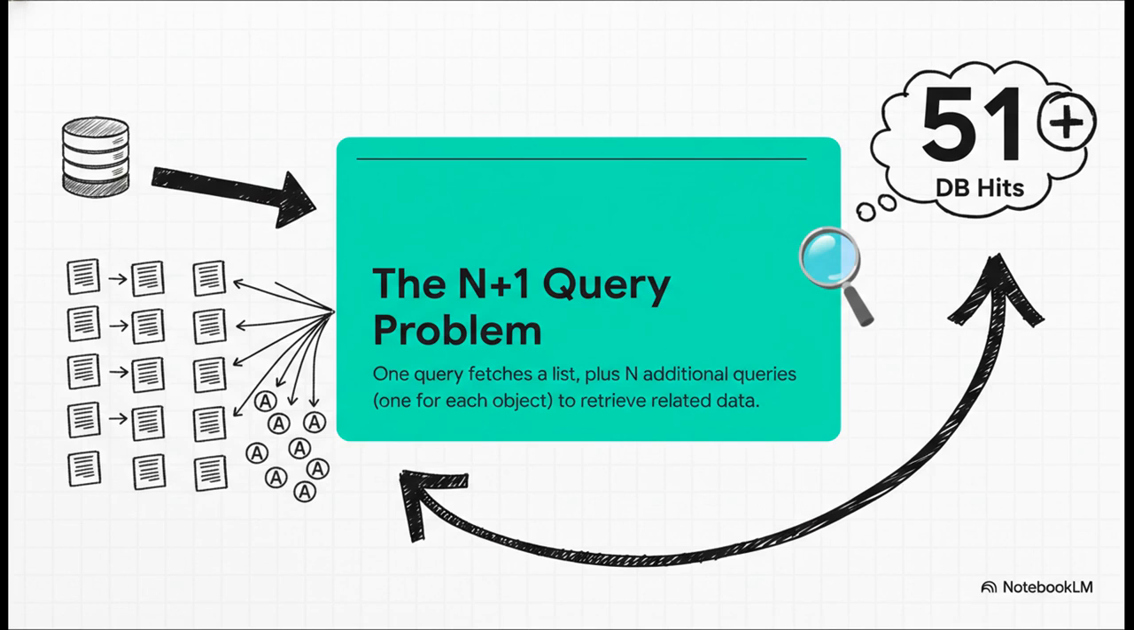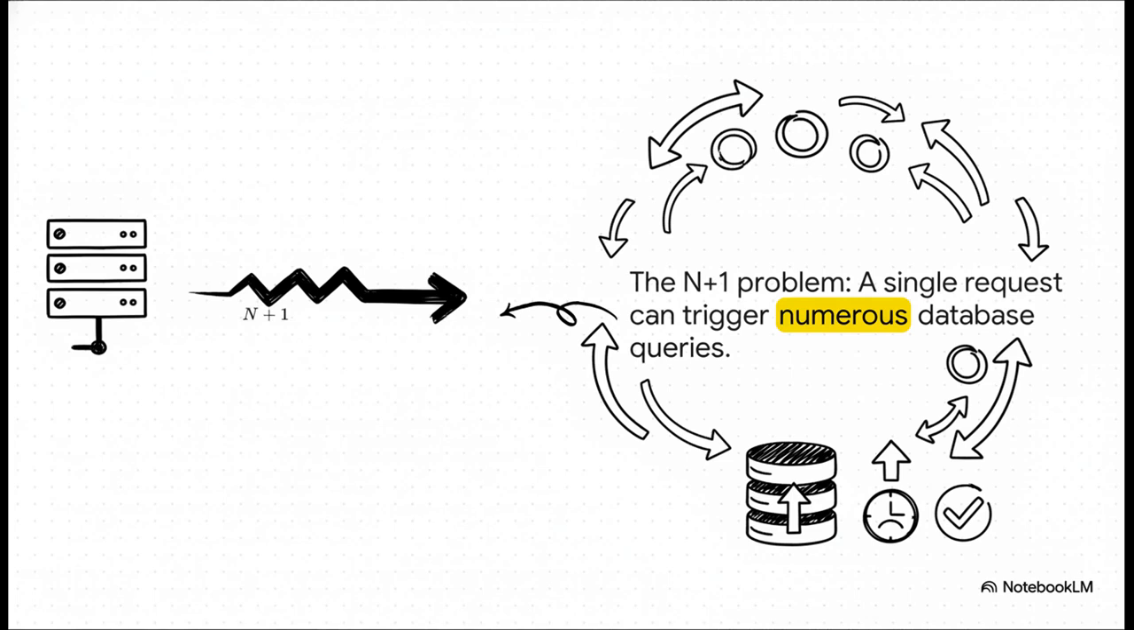Well, imagine your admin list shows 50 articles, and next to each one, it shows the author's name. By default, Django might make one query to get all 50 articles, and then 50 more queries, one for each article, just to get the author's name. That's 51 database trips for one page load. Yeah, that doesn't scale. This image just says it all, doesn't it? One simple action from the user results in this massive flood of database requests. And this isn't just a tiny inconvenience. As your app grows, this performance bottleneck can bring your admin to a grinding halt.